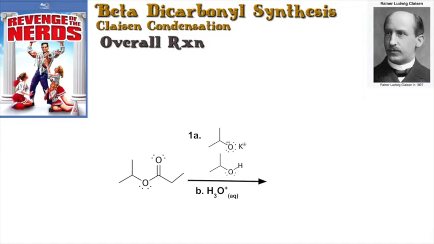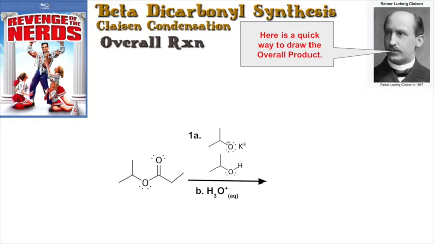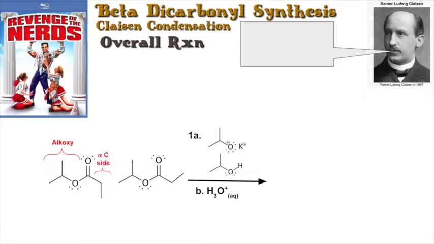So this one's a little different. Here's a quick way to help you draw the overall product without doing the whole curved-arrow mechanism. You'll draw one of the esters to the left, with the oxy side to the left and the alpha carbon side to the right. This is the molecule that's going to turn into the enolate, the nucleophile. It'll be deprotonated at the alpha carbon, and the beta carbon points down. I think it just helps you see the final product better.